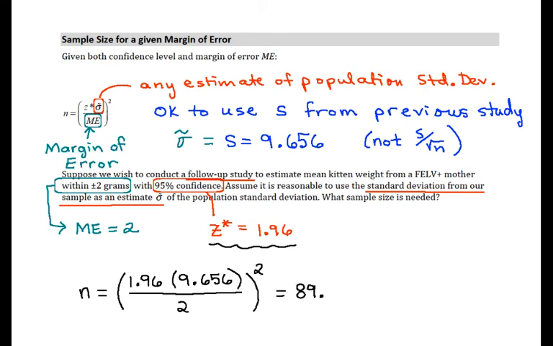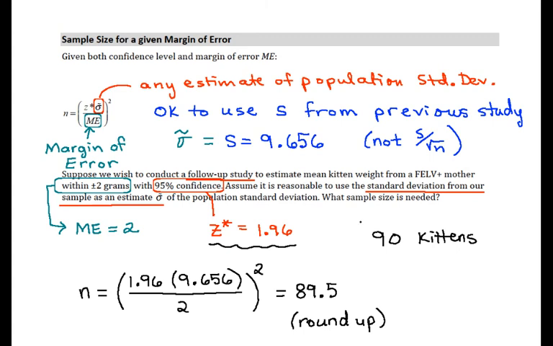Of course, we can't weigh 0.5 kittens, so we will round up. Just like we did with proportions, we always round up. We don't round to the closest value. So we would need 90 kittens for this study.